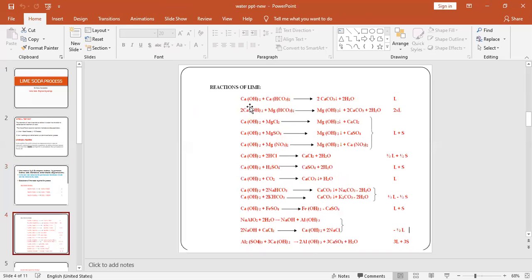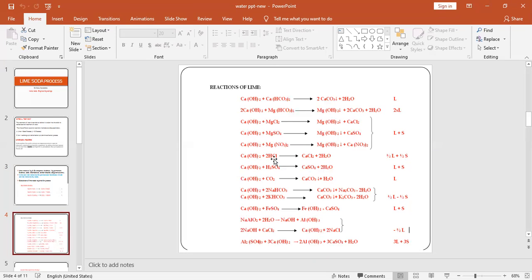Similarly, lime reacts with calcium bicarbonate to form 2 moles of calcium carbonate plus water. 2 moles of lime react with 1 mole of magnesium bicarbonate to form magnesium hydroxide plus 2 moles of calcium carbonate plus 2 moles of water. Calcium hydroxide reacts with magnesium chloride to form magnesium hydroxide plus calcium chloride. Calcium hydroxide reacts with magnesium sulfate to form magnesium hydroxide plus calcium sulfate. Lime reacts with magnesium nitrate to form magnesium hydroxide and calcium nitrate.